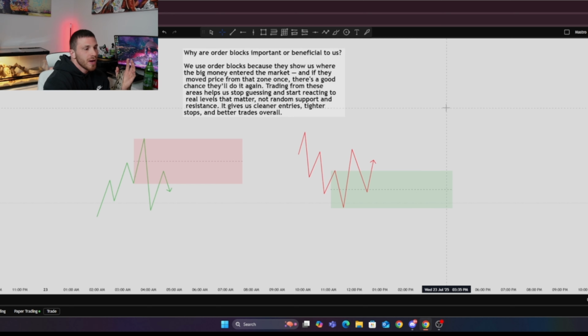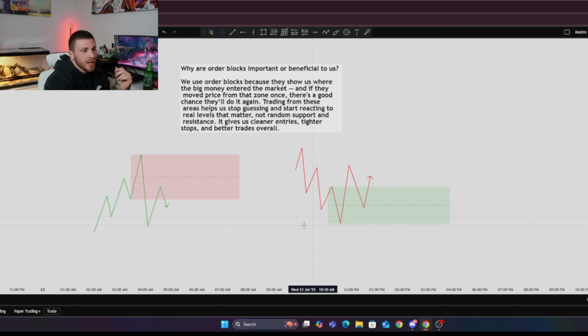Same thing for the other way. Let's say we were in a bearish trend, we end up sweeping out sell side liquidity. We get a huge move up, we break structure to the upside, we form a bullish order block, right? We want price to go up. We see price come back down, respect this order block again.